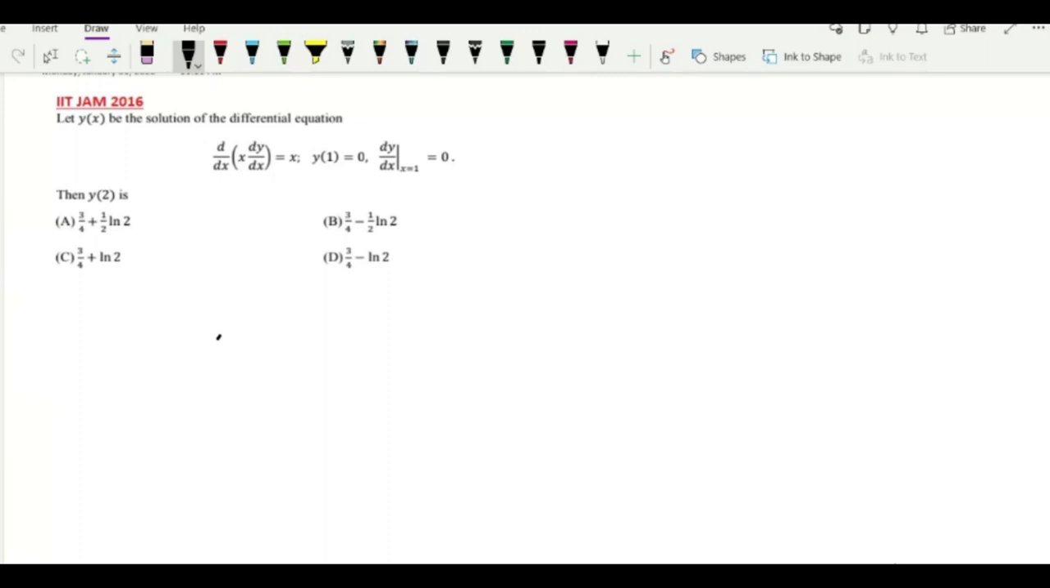Let y(x) be the solution of the differential equation, the derivative with respect to x of x into dy by dx is equal to x. Here y(1) is equal to 0 and dy by dx at x is equal to 1 is equal to 0. This means y dash 1 is equal to 0. Then you are to find y(2).